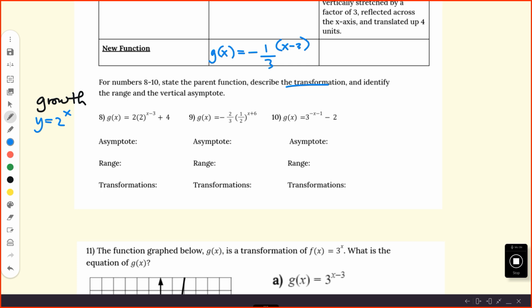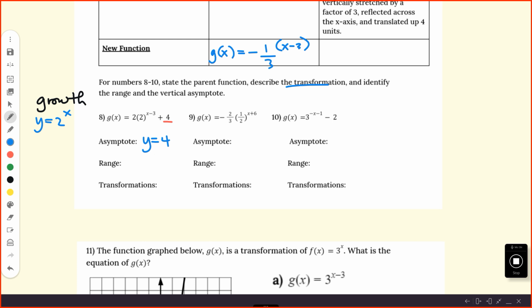Now, what is the asymptote in this new function? G of x equals 2 times 2 raised to x minus 3 plus 4. Y equals 4. Okay? Why is it y equals 4? Yes, because the graph shifted up 4, and so the horizontal asymptote will also shift up 4. From y equals 0, it's going to shift up 4. That's why it's y equals 4.